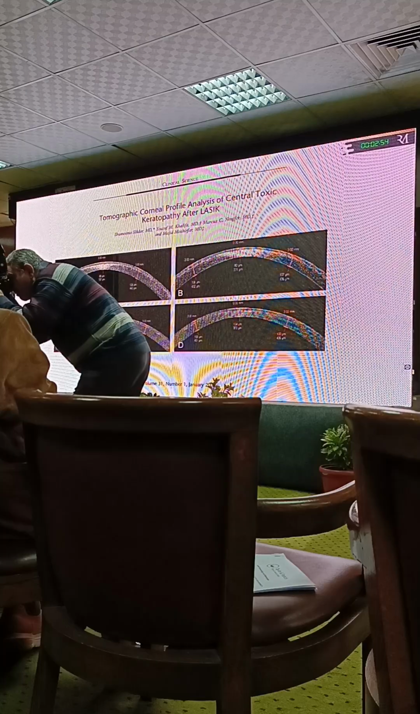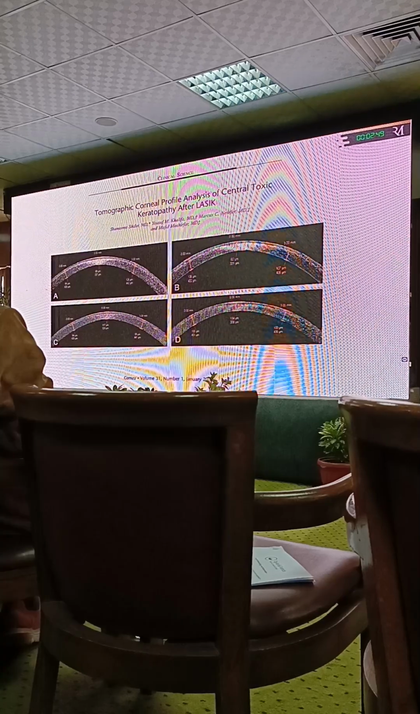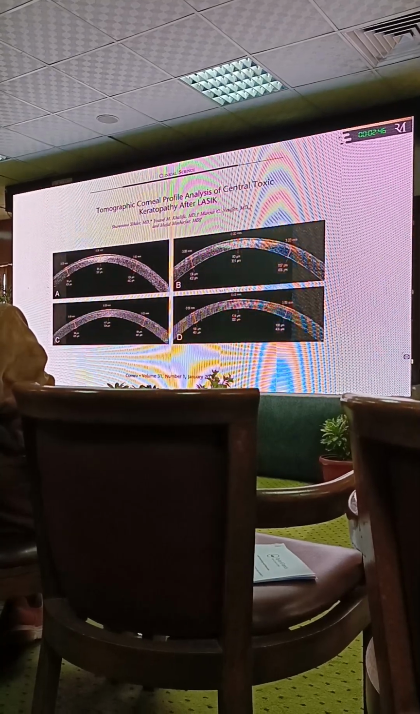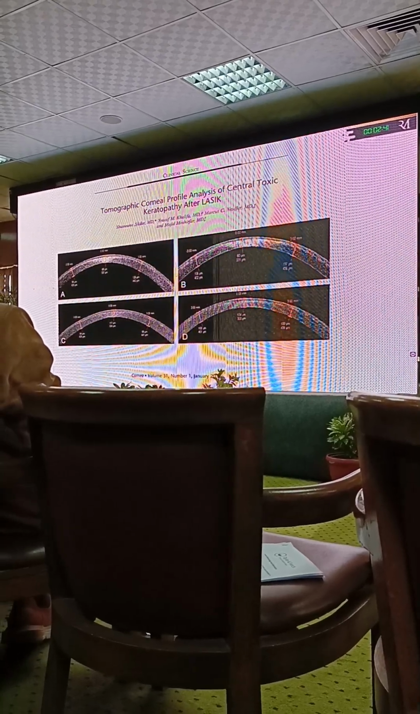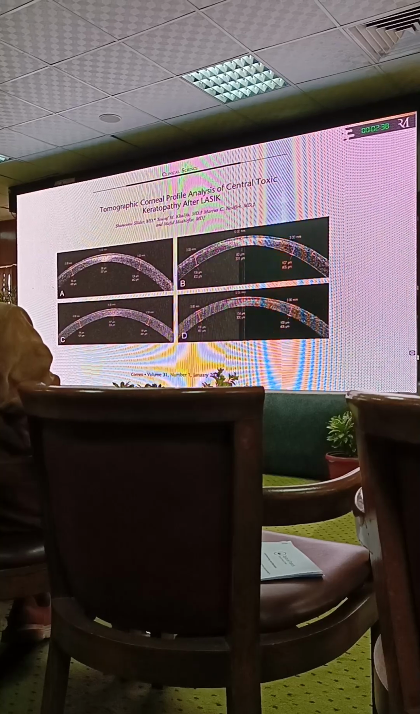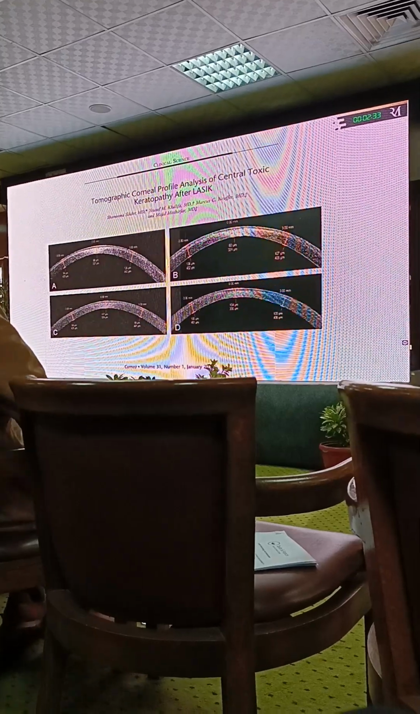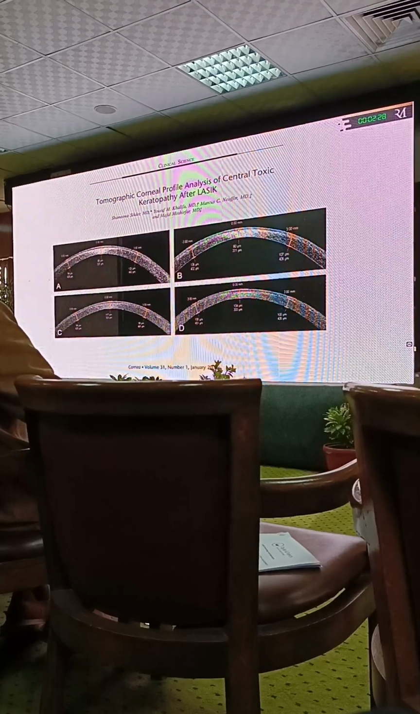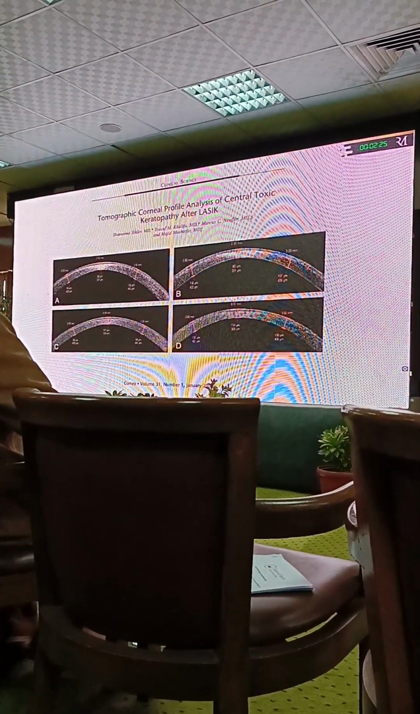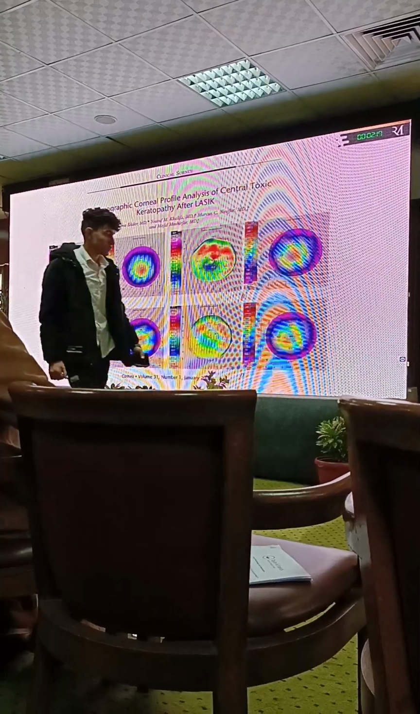This is a picture or paper talking about the topographic or tomographic corneal profile analysis of central toxic keratopathy, showing the early in the picture A. This is the early CTK, improving with time B, C, D. At the end of the picture, you can see the cornea again back to near normal thickness and back to the clear position. Again, we can see the changes in the corneal tomography.